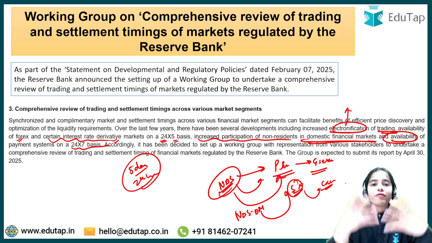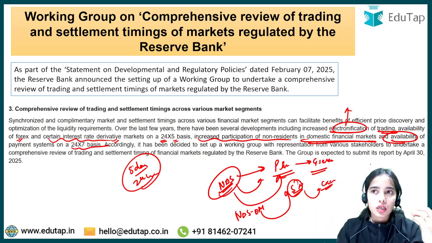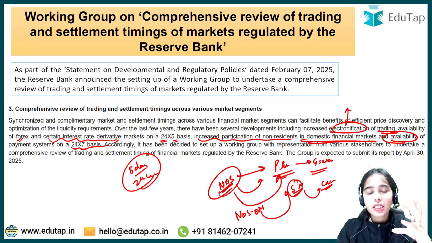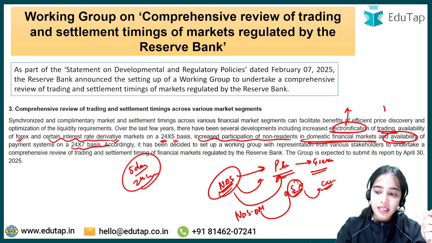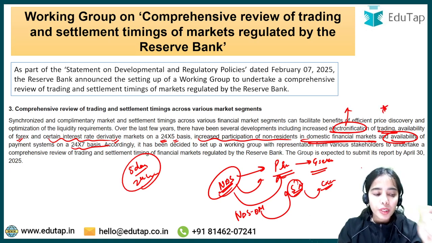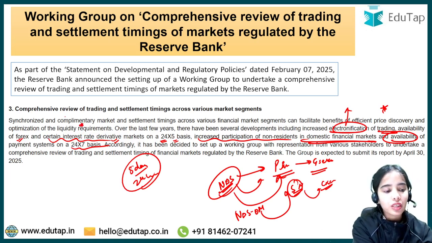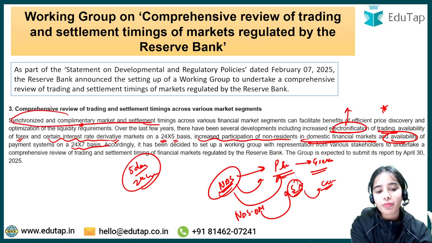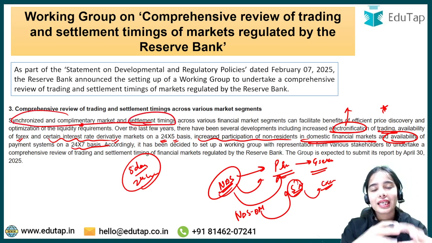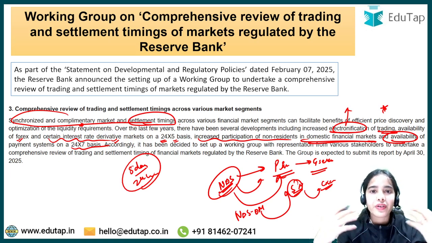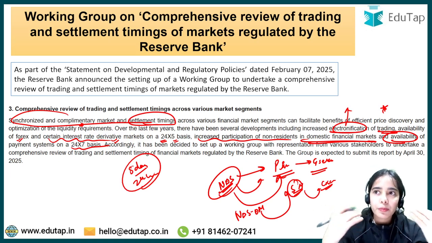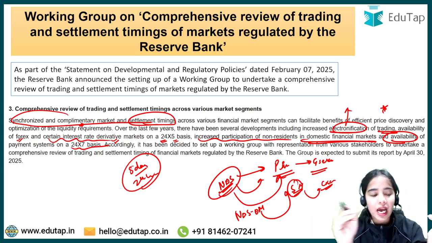As the markets develop, the money market, the government securities market, the foreign exchange market, there is a requirement for efficient price discovery and for optimization of liquidity requirements. And this can happen with more synchronized and complementary market and settlement timings. The trading and settlement timings should be more complementary and synchronized so that better price discovery and better optimization of liquidity requirements can happen.